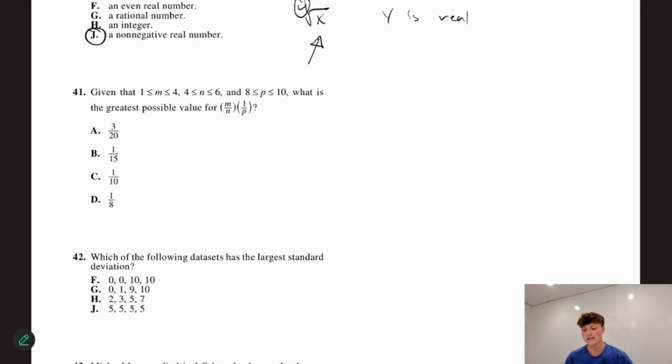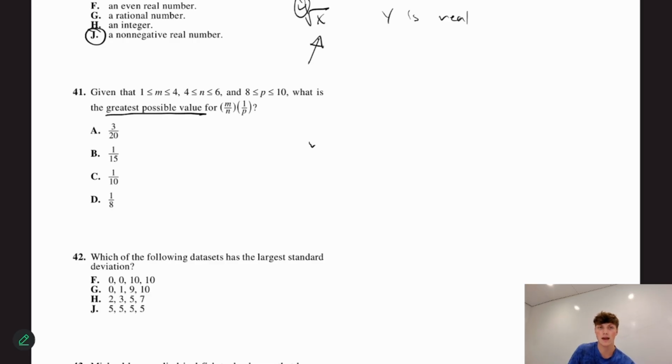Given that 1 is less than or equal to m, which is less than or equal to 4, 4 is less than or equal to n, which is less than or equal to 6, and 8 is less than or equal to p, which is less than or equal to 10, what is the greatest possible value for m over n times 1 over p? Okay, so we're looking for the greatest possible value.